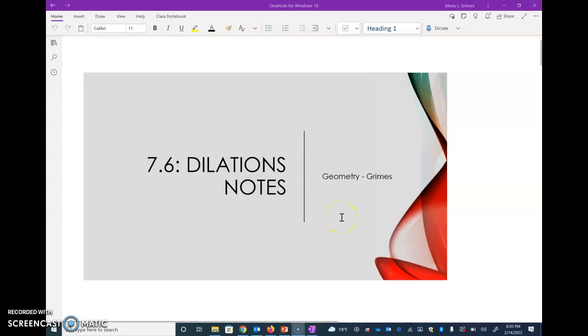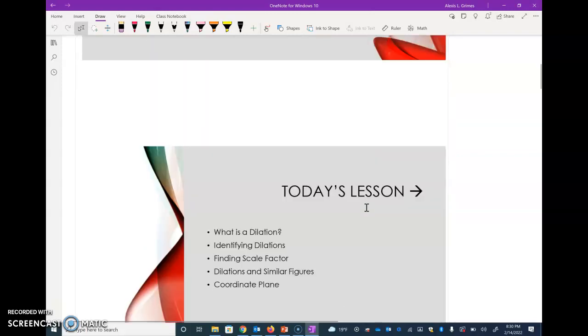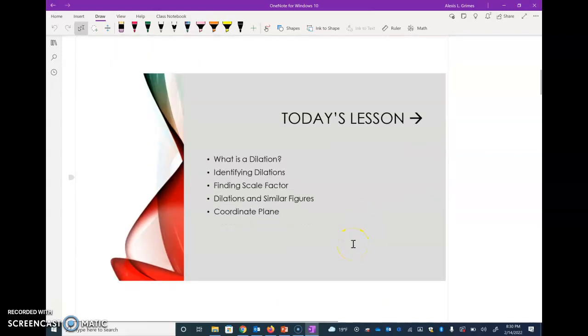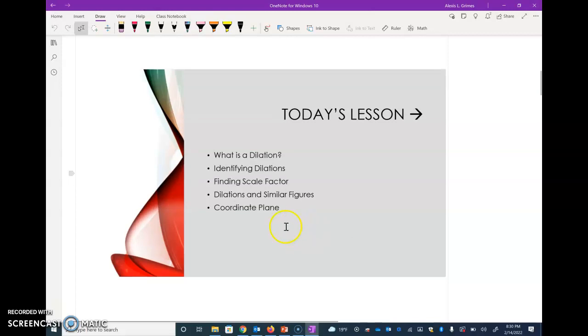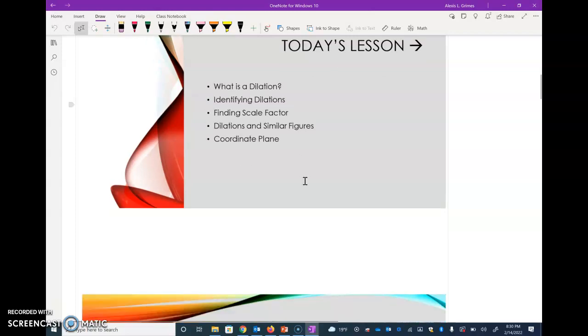All right, 7.6 dilations. You've pretty much already been doing dilations. We're just giving it all new terminology, new notes here. So we're going to write these in our notebook. So follow along. Today we're going to cover what it is, identifying types of dilations, finding the scale factor, dilations and similar figures, and coordinate plane.